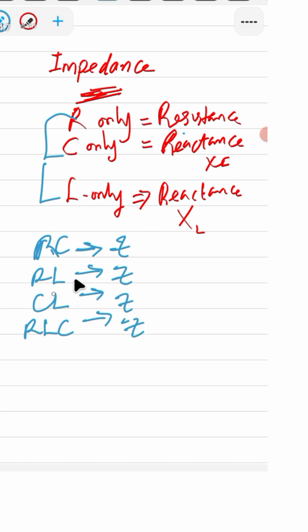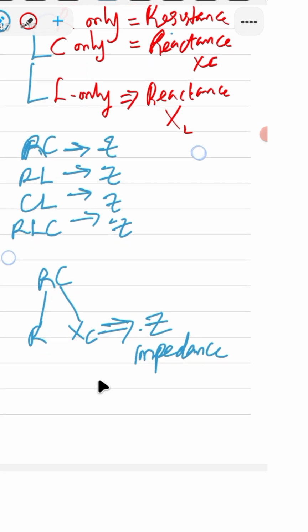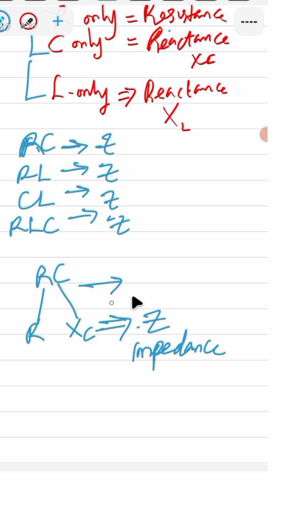So let me do an example for RC now. For an RC circuit, the resistance here will combine with the reactance of the capacitor, that's XC. The two of them will combine to form this Z. This Z is called the impedance. The opposition to the current flow that they give is what is called impedance. Impedance is only when you have a combination of these. If you have a single circuit like R, there's nothing like impedance, so you call it resistance. If you have ordinary C, you call it reactance, ordinary L, reactance. But when you have a combination of any of them like this, you have what's called impedance.